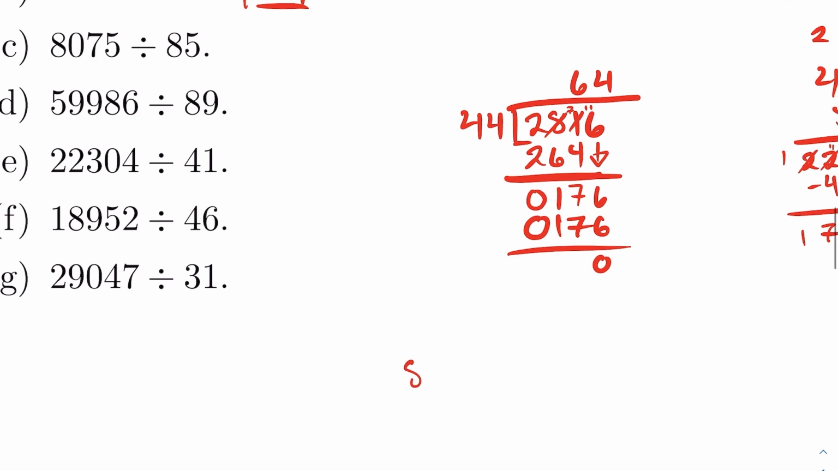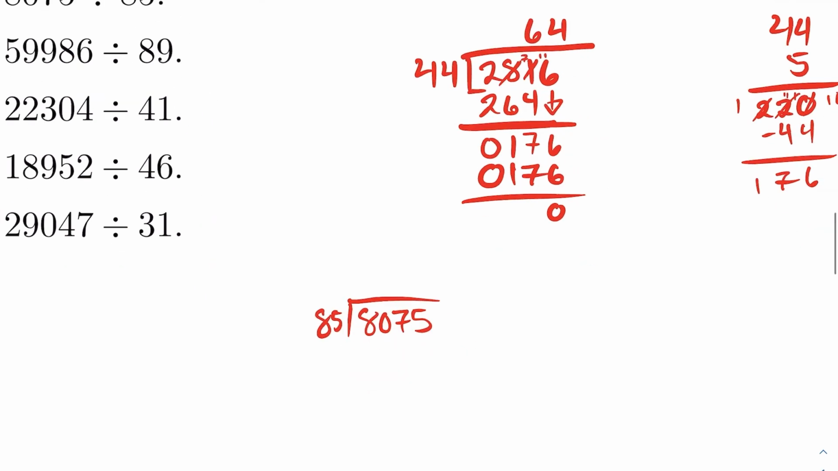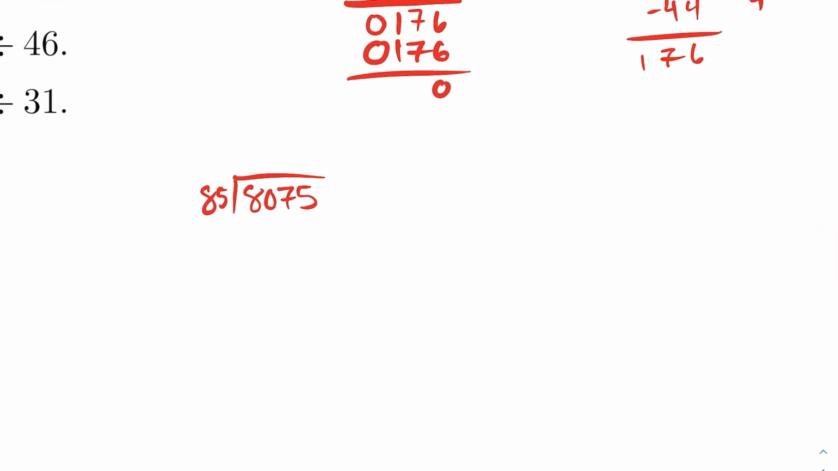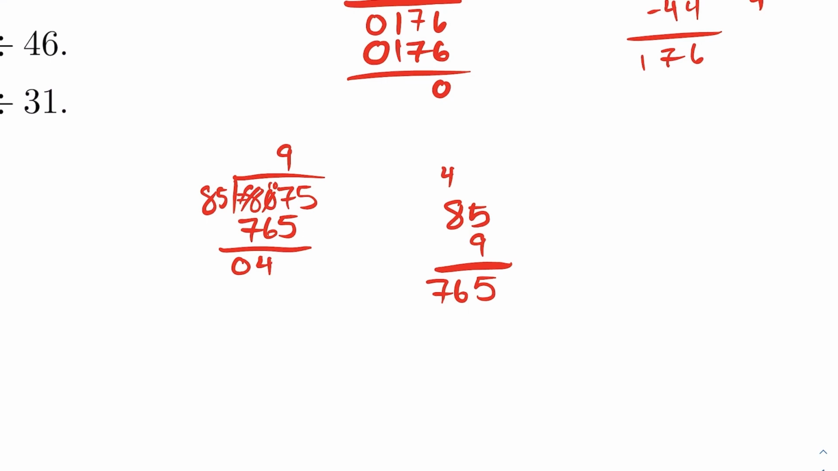Now for 8,075 divided by 85. Well, we cannot do 85 into 80. So what we have to do is we'll go with a close estimate of 807. Let's do 85 times 9. 5 times 9 is going to be 45. 8 times 9 is going to be 72. 4, 5, 6. We're going to get 765. So let's go ahead and put our 9 right here. We subtract 765. This becomes a 7. This becomes a 10. 0, 4, 5, 6, 7.